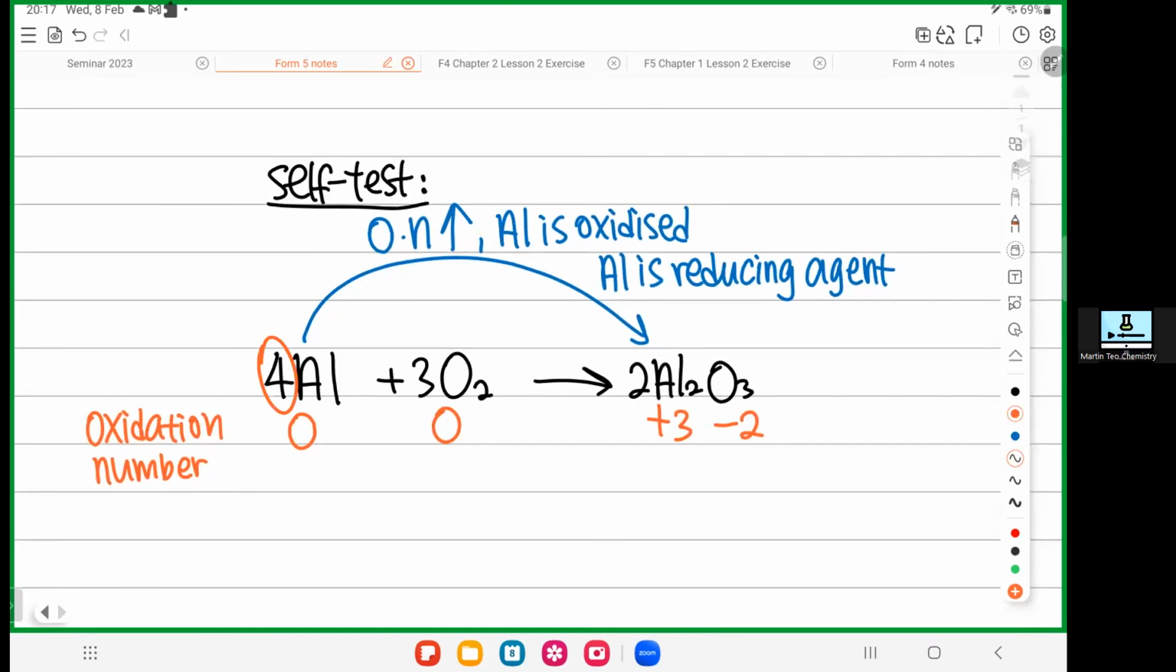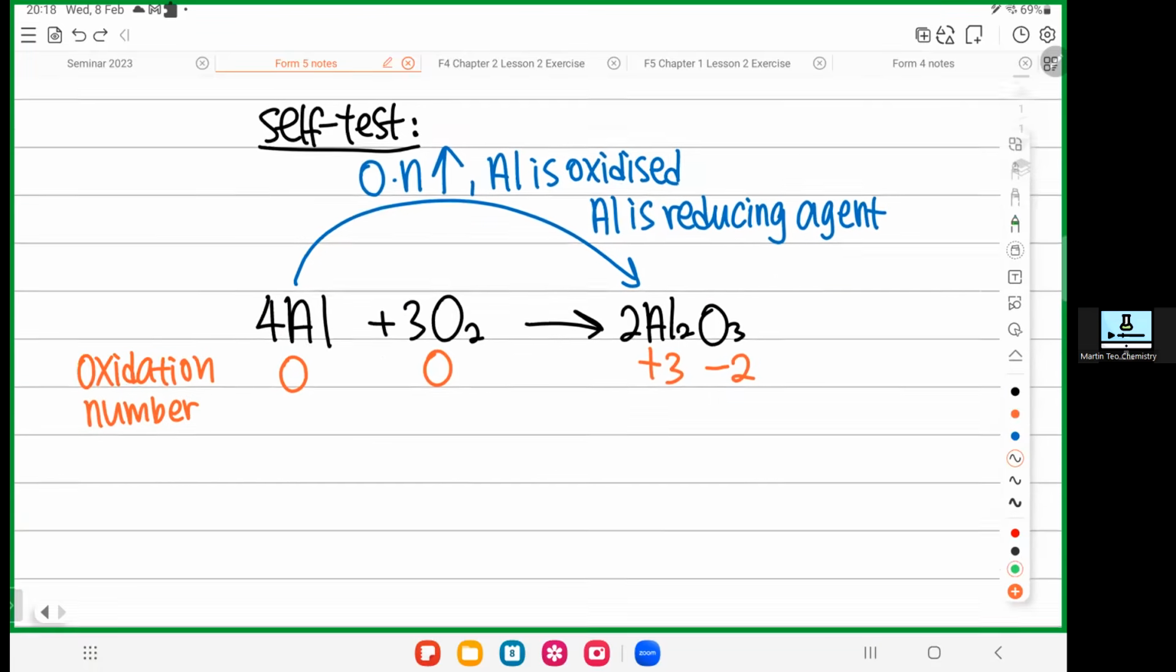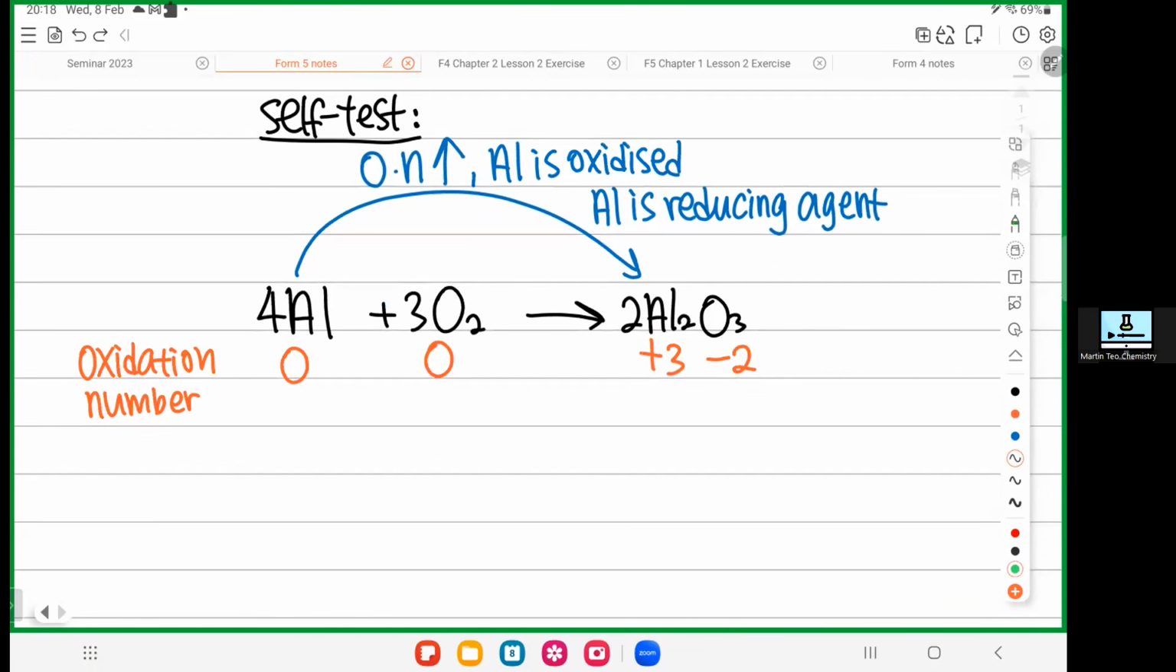The number in front is only for balancing purpose. This number is only to balance. So when you want to write which one undergoes oxidation, which is reducing agent, don't include the number 4 here. This number is only used to balance the equation. So that's it. Okay, it's good.